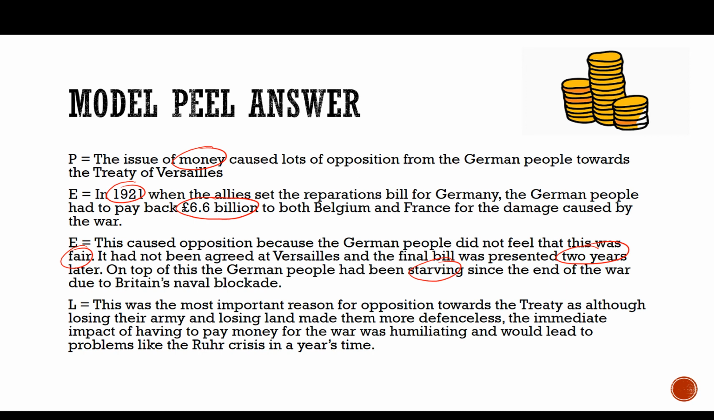And then for the L, what I've done there is I've talked about whether this was the most important or whether it wasn't the most important. So if I was talking about military, perhaps, maybe the Germans didn't really care that they'd got to shrink their military, but they were more interested in the fact that they had to lose money. So I've explained that. So this was the most important reason. So I've said that I would say that this is the most important reason. Then I've said why. It would leave them humiliated. And I've also mentioned that actually the immediate impact is that they had to pay a lot of money afterwards. So hopefully that's a clear paragraph answering the question.